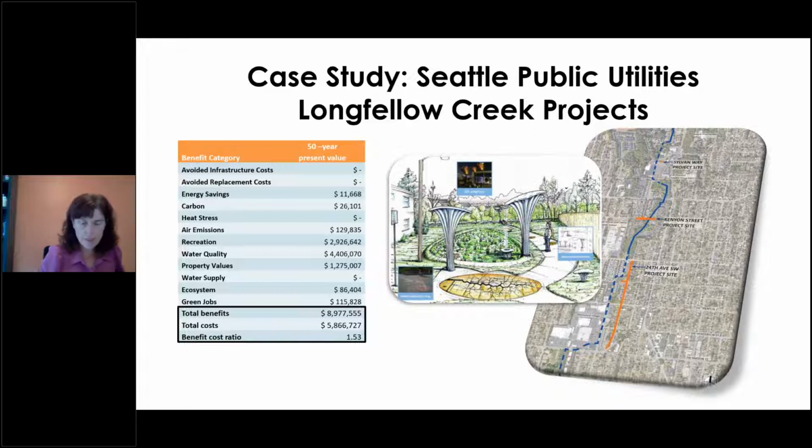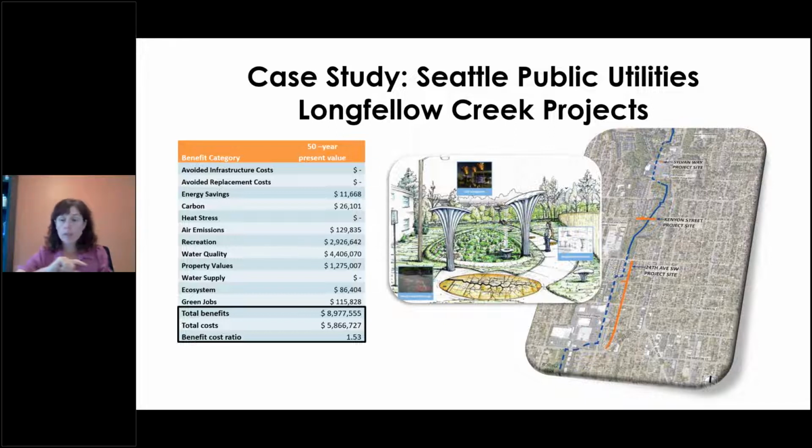So this is a good example of a multi-benefit project implemented by Seattle Public Utilities. We ran this project through the tool that I mentioned on the previous slide. On the right, it's a map of the Longfellow Creek watershed. The blue line is the creek and the orange lines are where the green infrastructure projects were proposed. Seattle Public Utilities does a great job of engaging the community and identifying their needs and what they would like to see in a stormwater management project.